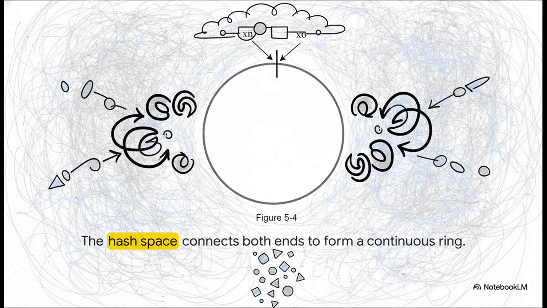To visualize how this works, let's assume we're using the SHA-1 cryptographic hash function. SHA-1 has a massive output range. It goes from 0 all the way to 2 to the power of 160 minus 1. Imagine mapping all those possible hash values out onto a giant straight line. Now take both ends of that line and physically connect them to form a continuous circle. Just like that, we've created our hash ring.